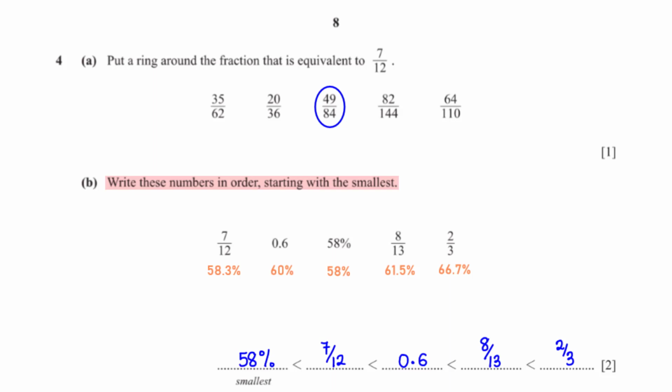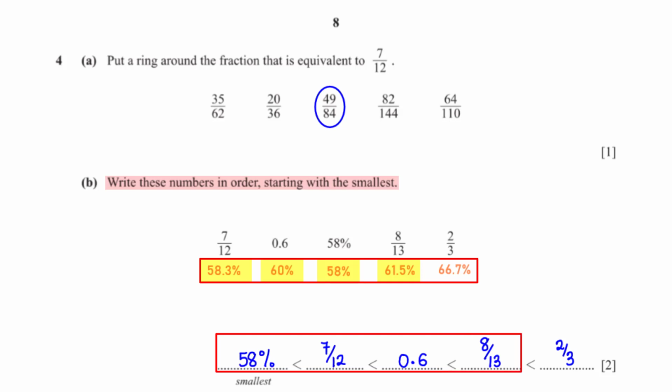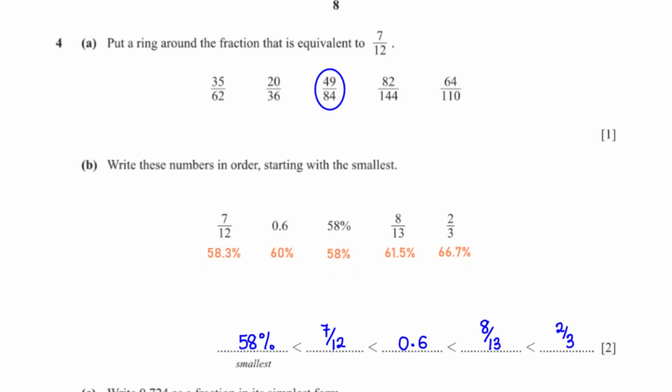Write these numbers in order, starting with the smallest. To be able to compare the numbers, let's convert them to a percentage by multiplying each number by 100%. The smallest percentage is 58%, followed by 58.3%, which is 7/12, followed by 60%, which is 0.6, followed by 61.5%, which is 8/13, followed by 66.7%, which is 2/3.